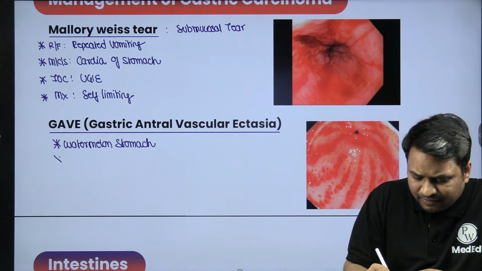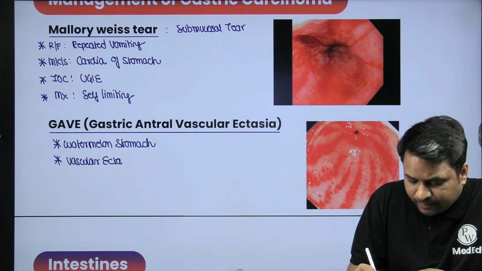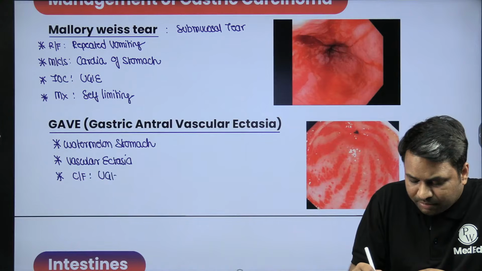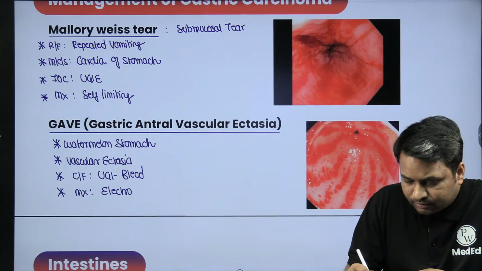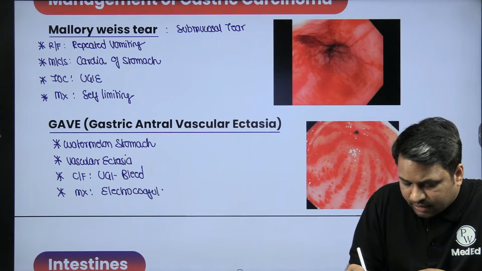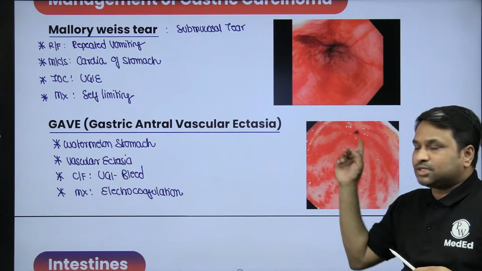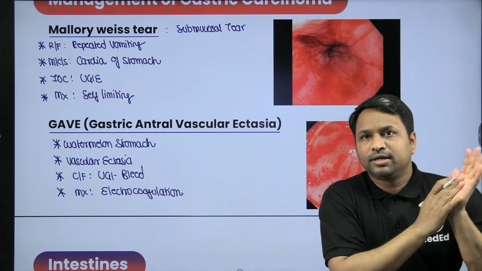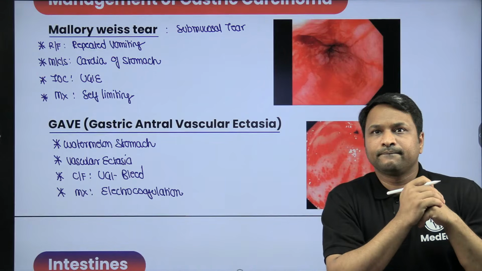It is basically a vascular ectasia. The clinical presentation for GAVE will be your upper GI bleed, and the management is going to be electrocoagulation. So in the exam, they'll ask you about this, right? This is going to be the image that you have to focus on. It's the watermelon stomach. Clear?